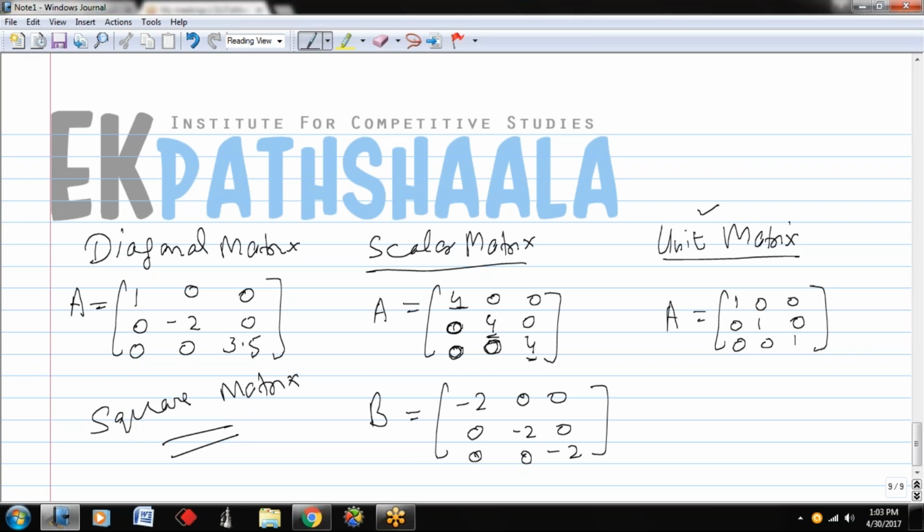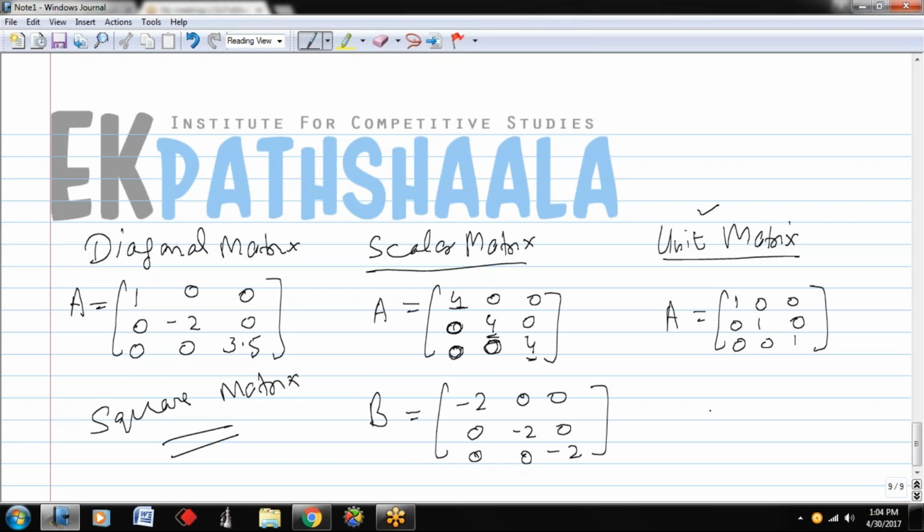on all the values and places of the principal diagonal is called a unit matrix. Okay, so we can say that every unit matrix is a scalar matrix, and every scalar matrix is a diagonal matrix. Okay.